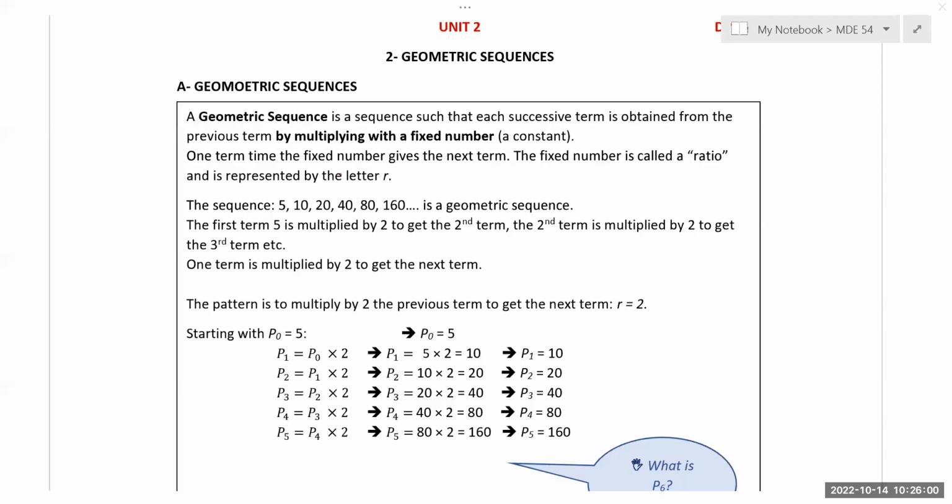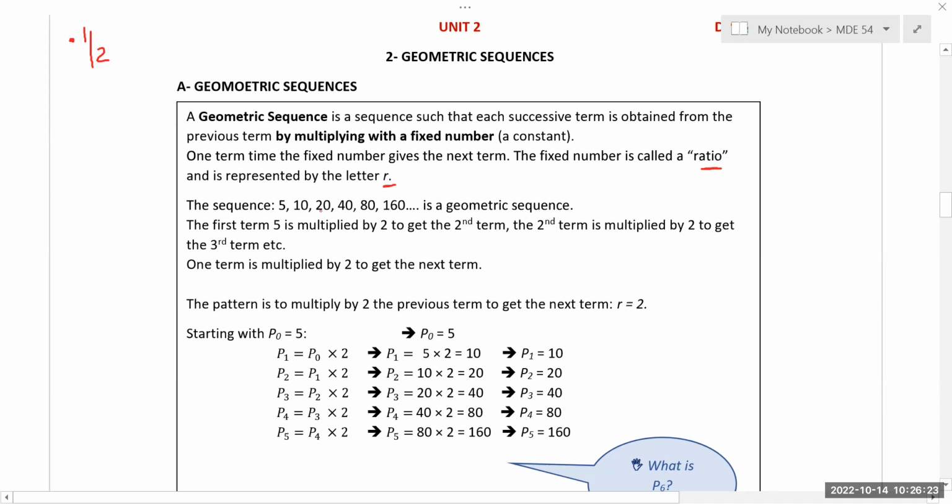All right, so now we are going to move into geometric sequences. And that's going to be one where you get the next term by multiplying by a fixed number. That number is called a ratio and is denoted by R. So you're multiplying by some fixed number, and we can also do division. You just multiply by the fraction.